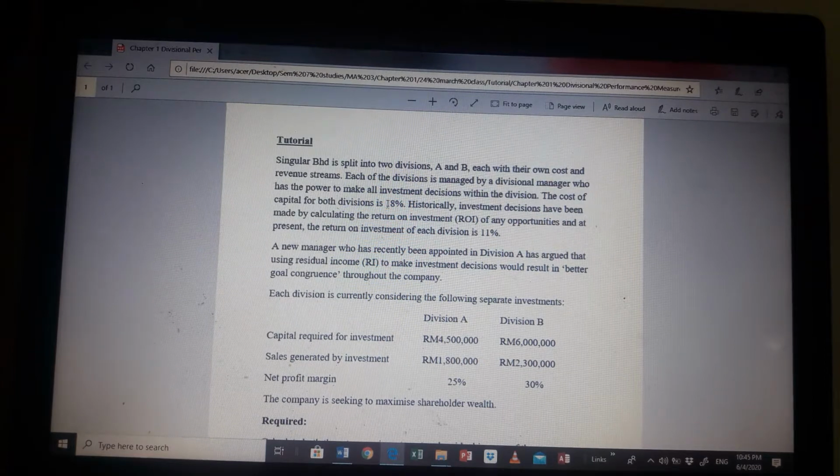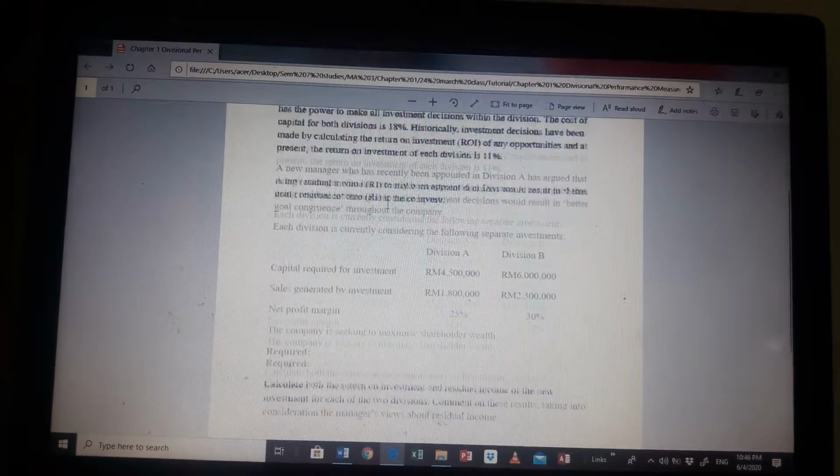The new manager who has been recently appointed in Division A argued that using residual income to make investment decisions will result in better goal congruence throughout the company. Each division is currently considering the following separate investment: capital required 4.5 million, 6 million, sales generated 1.8 million, 2.3 million, net profit margin is 25%, 30%, and the company's.